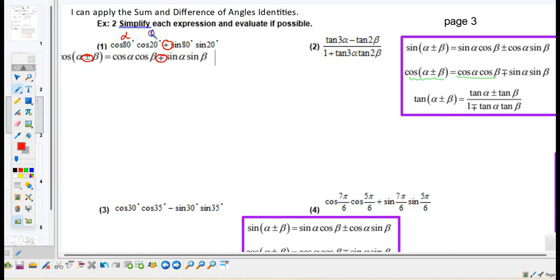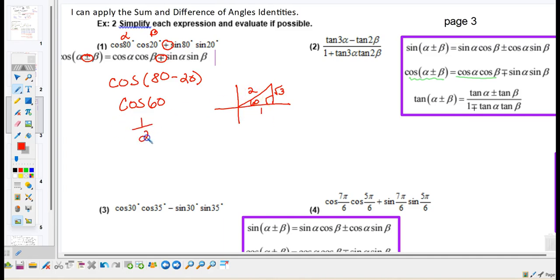80 is my alpha, 20 is my beta. So we've got cosine 80, 20, and we're going to subtract. So we simplified. Now evaluate if possible. Is 60 one of our special angles? It sure is. So cosine is 1/2, x over r.